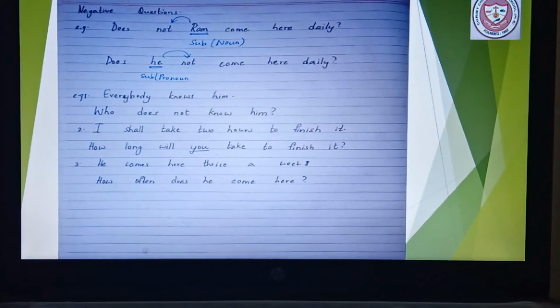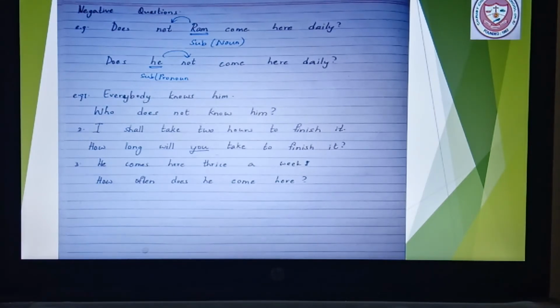Now, negative questions. Does not Ram come here daily? Here we see Ram is a subject. So in this case, the not precedes Ram. Does not Ram come here daily? Where the subject is Ram, the noun. Here not precedes Ram in the case of negative questions. Negative interrogative, we may call that.